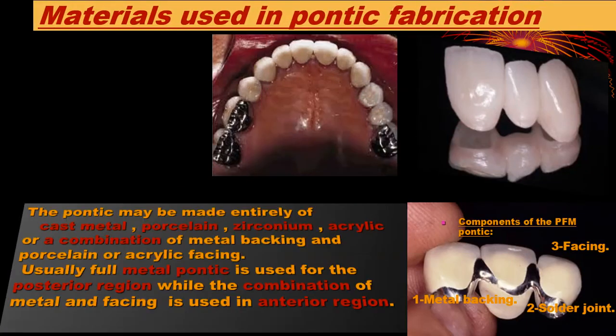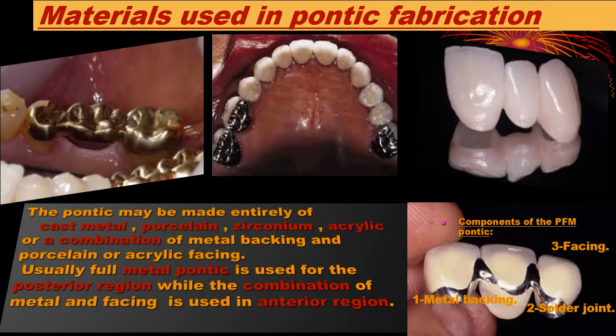The material used in construction of the pontic could be made entirely of cast metal or porcelain or zirconium or acrylic, or a combination of metal backing with zirconium or with acrylic material. بالأكريليك طبعا نستعمل بس facing material، nowadays الأكريليك is not used. مثل ما نشوف هذا porcelain with metal or porcelain fused to metal or metal restoration pontic, or ceramic pontic.